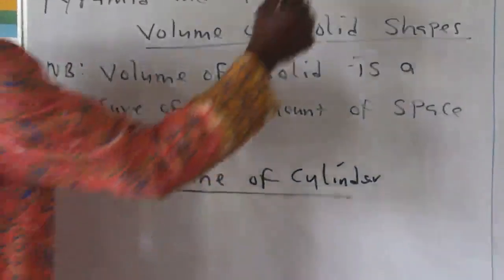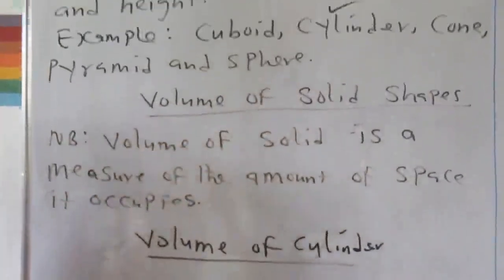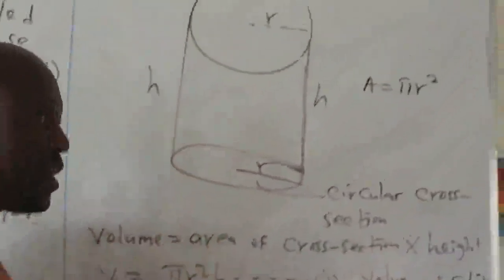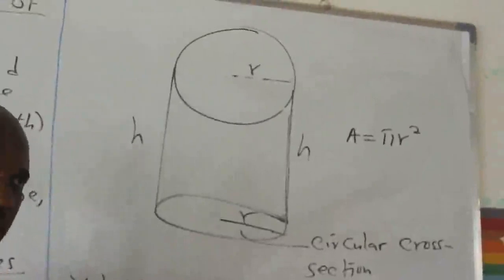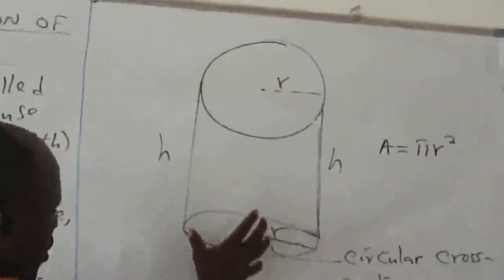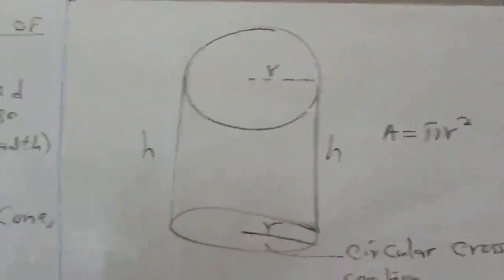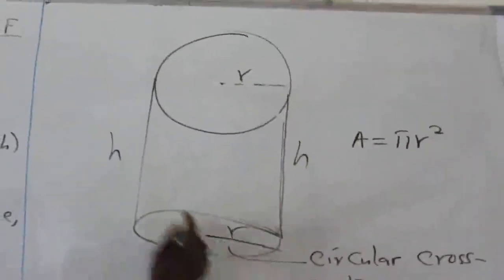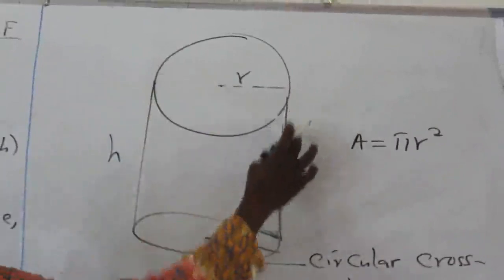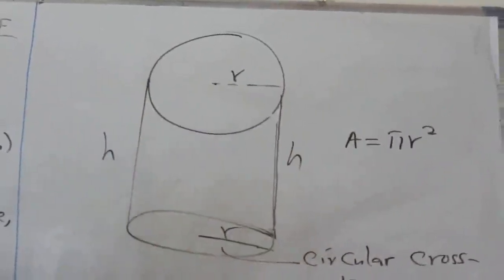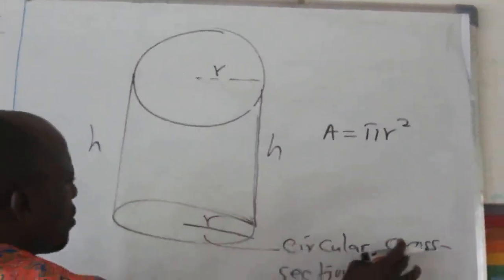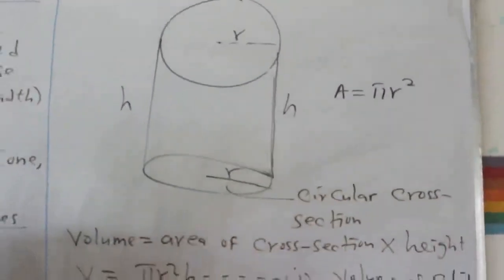Now, we are going to look at the volume of a cylinder. This is a cylinder. If you have a tin of milk, it is in the form of a cylinder. Here is the radius. This is also the radius, and this is the height. This is also the height of the cylinder. This side is the circular cross-section of the cylinder.